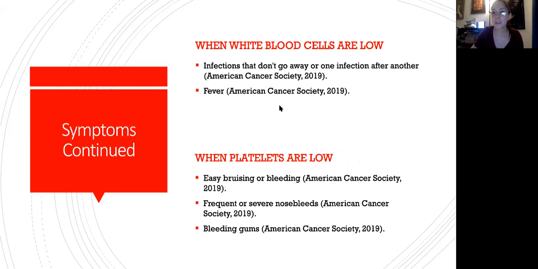White blood cells are responsible for helping the body fight off germs. Leukemia typically produces more white blood cells, but these don't protect the body against infection. And platelets in the blood typically help stop bleeding.